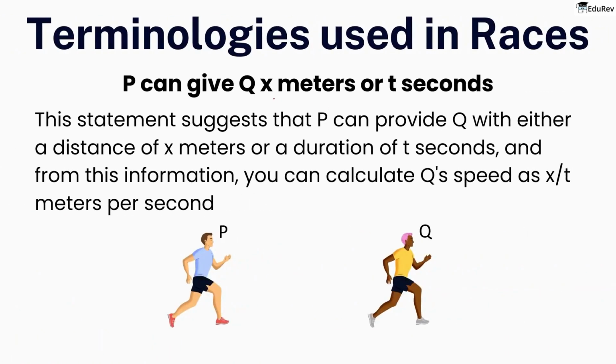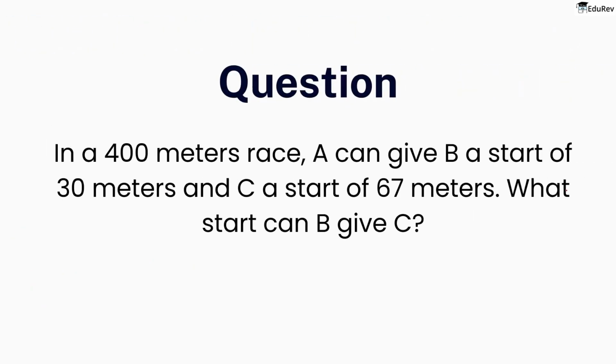P can give Q X meters or T seconds. This statement suggests that P can provide Q with either a distance of X meters or a duration of T seconds, and from this information, you can calculate speed of Q as X by T meters per second. Let's look at a question on races.